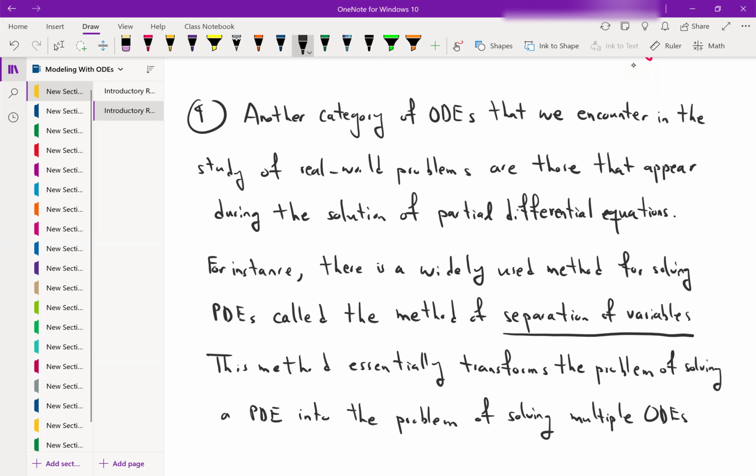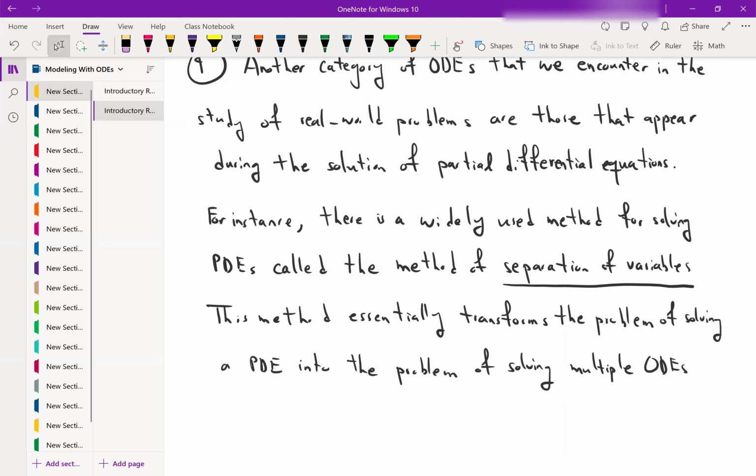And it is a fact that the collection of important ODEs that people need to deal with, those are ODEs that come from this situation, that initially we were interested in a partial differential equation, and then the method that we were using for solving our partial differential equation transformed it into a collection of ODEs. And now we will have to develop methods for solving those ODEs.